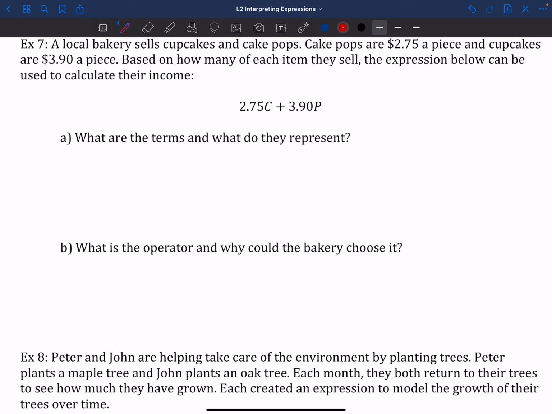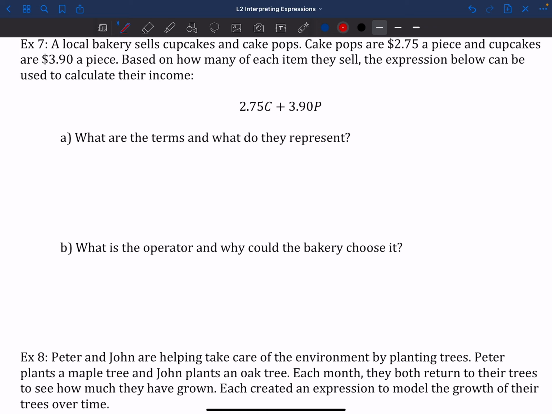Oh, actually, hold on. I take that back. These ones are a little bit different. Let's run through them real quick. A local bakery sells cupcakes and cake pops. Cake pops are $2.75 a piece, and cupcakes are $3.90 a piece. Based on how many they sell, this expression can be used to calculate their income.